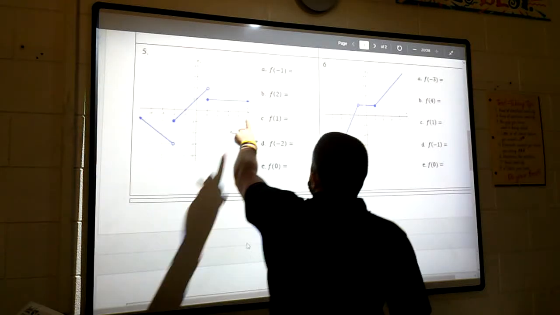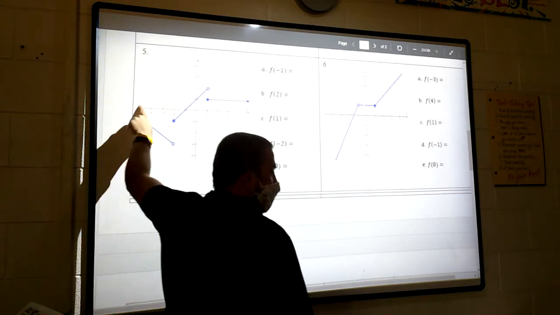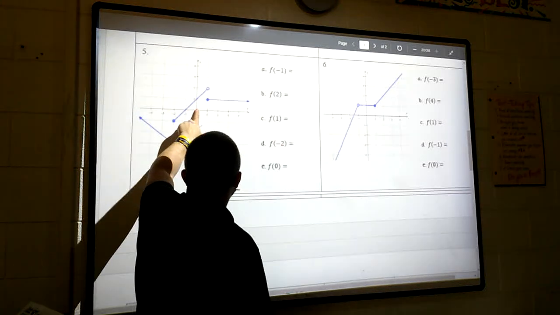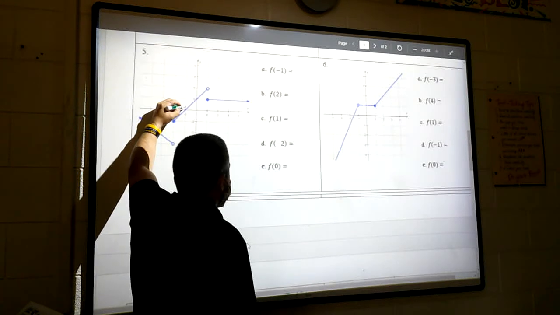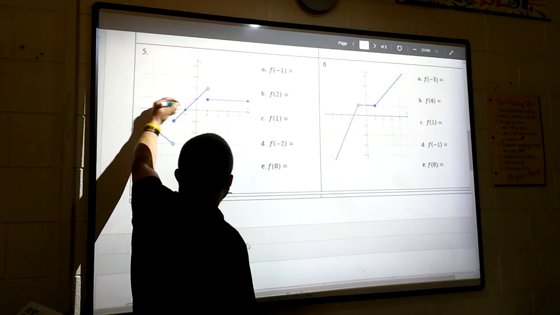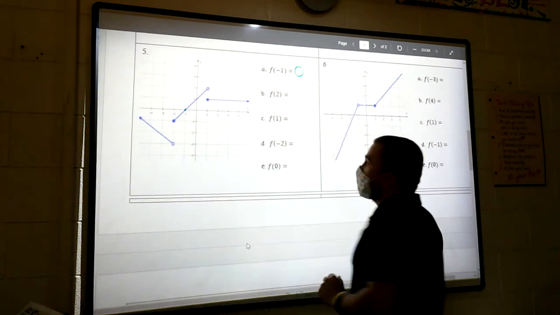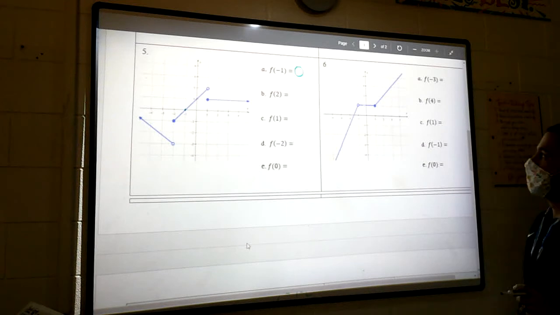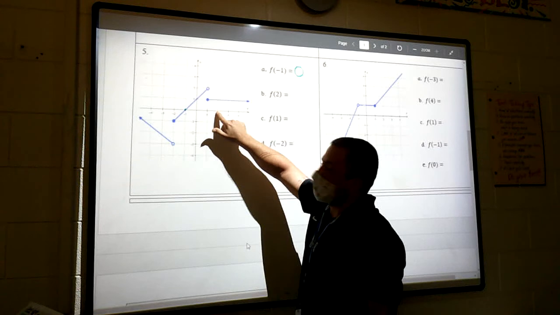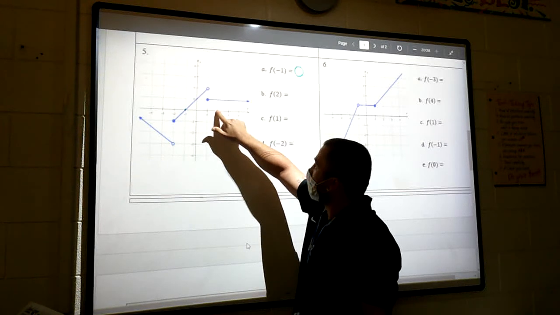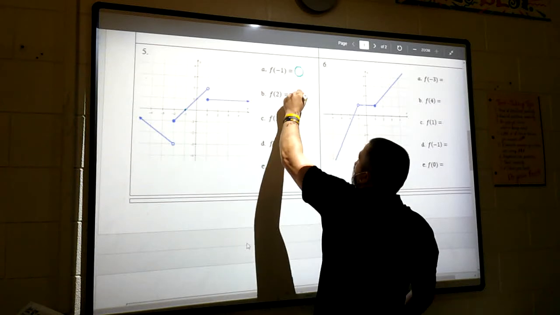So this number in parentheses tells you whether to go left or right, and how much. So f of -1 tells me I need to go over to -1. So now I've gone over to -1, and I need to see where my graph is. My graph's right here at 0. So the answer for f of -1 is just 0. Okay, f of 2. I go over to 2 and see where my graph is. It is at 1. So the answer is just 1.